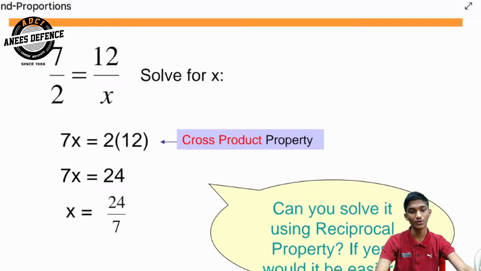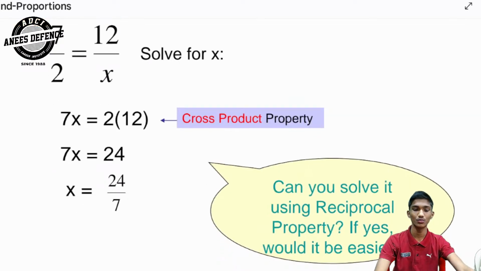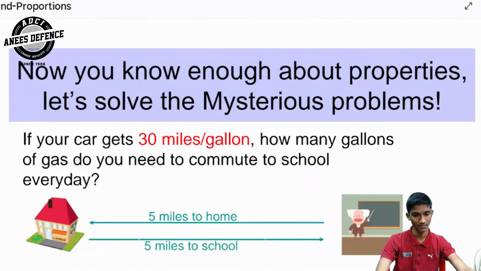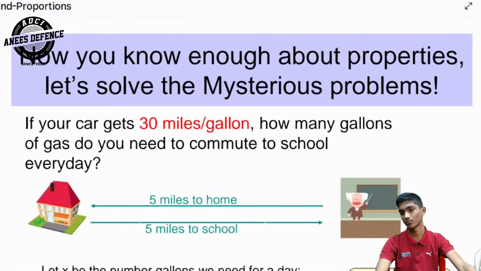Again, 7 upon 2 is equal to 12 by x. We have to solve it for x. So 7x is equal to 2 into 12 by the cross product property. 7x is equal to 24. x is equal to 24 by 7. Now you know enough about properties.